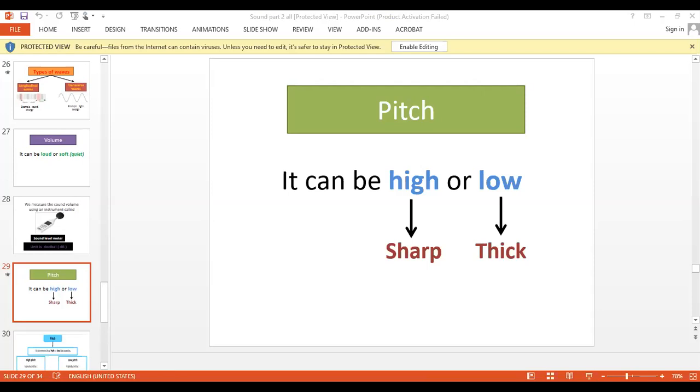So how to change pitch? For a high pitch, a short guitar string vibrates fast, and this causes the high pitch. While how to make a low pitch? By a long guitar string, it vibrates slower, and this causes a low pitch.